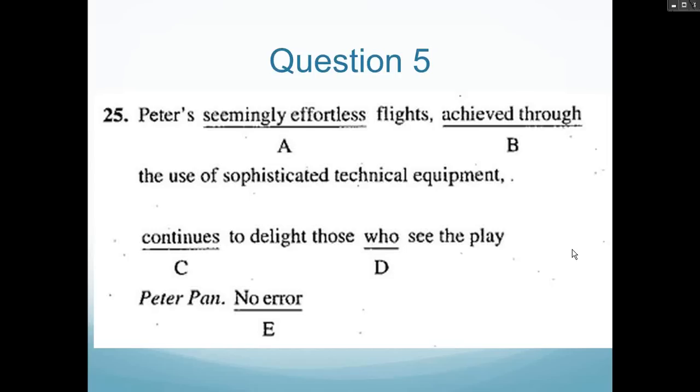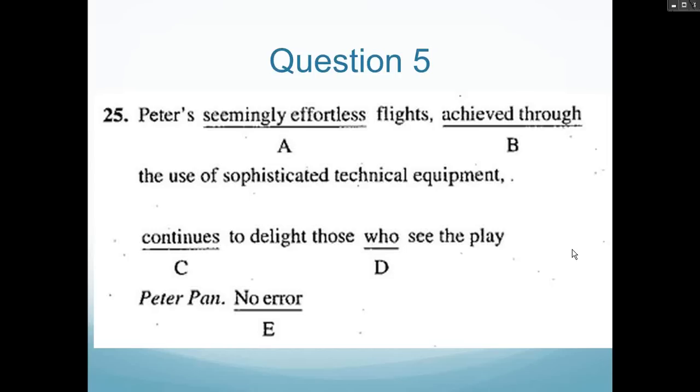And here is my strategy for when I choose E. I read the sentence once. I listen for an error. If I don't hear a grammatical error, then I read the sentence one more time and I pause at each underlined portion. And I ask myself, could that be the error? And if I don't hear an error that second time when I've paused at each portion, I'm going to go ahead and choose E.